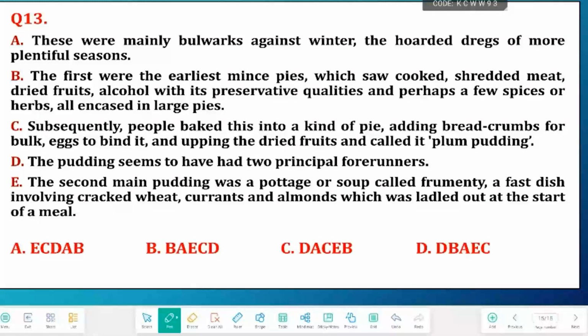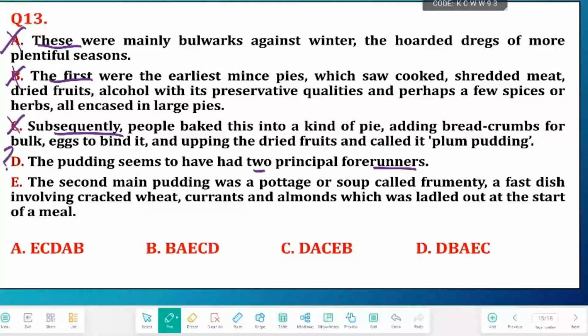Okay, so your time is up now. Now we'll solve this parajumble. These were mainly bulwarks. These मतलब what? We have no idea. Eliminate this. Can't be our first statement. The first for the earliest means 5. The first, consider first. We have no idea. Eliminate this also. Subsequently, a conjunction. Subsequently, people bake this. Can't be our first statement. Eliminate this. The pudding seems to have had two principal forerunners. Now, we do not have anything conclusive to eliminate this statement. So for the time being, we'll just put a question mark.